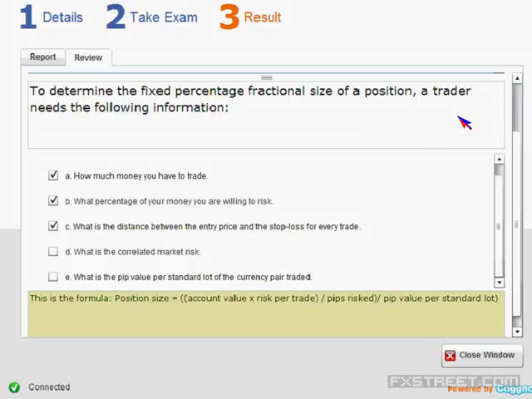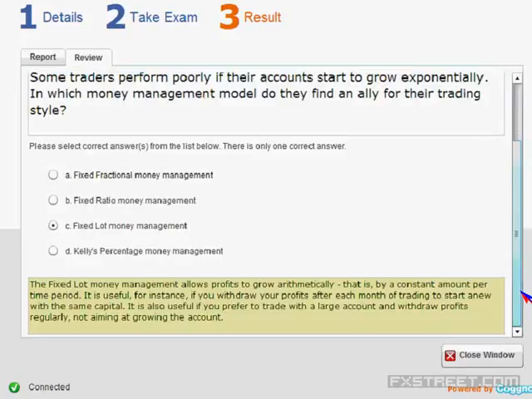Okay, we have a few more minutes, just previewing here the answers. Some traders perform poorly if their accounts start to grow exponentially. So we have answered here the fixed lot money management. The fixed lot money management allows profits to grow arithmetically, that is, by a constant amount per time period. It is useful, for instance, if you withdraw your profits after each month of trading to start anew with the same capital. It is also useful if you prefer to trade with a large account and withdraw profits regularly, not aiming at growing the account.